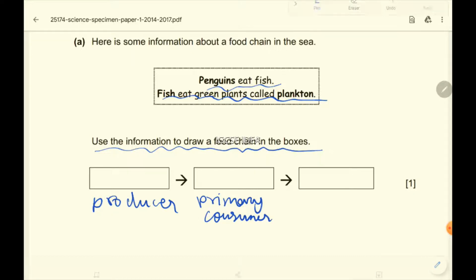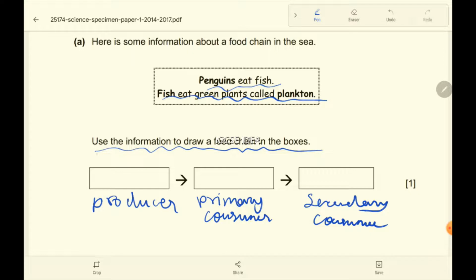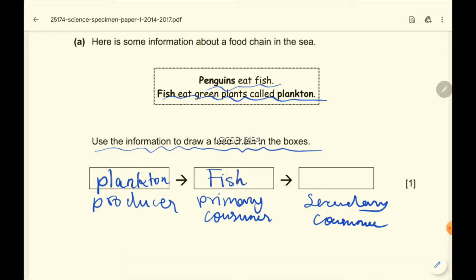And then it's the secondary consumer. So we can write it as plankton is eaten by fish, which is in turn eaten by penguins.